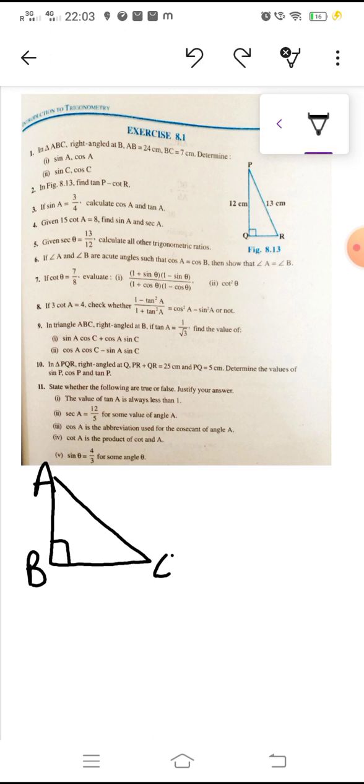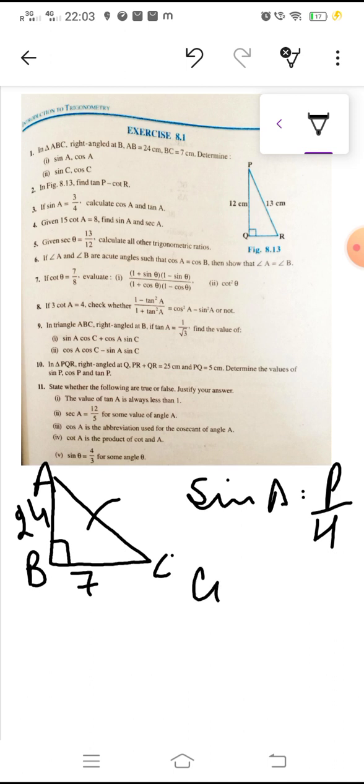Now AB is equal to 24, that means this side is 24. BC is 7, that means this side is 7. You have to determine sine A and cos A. For that, firstly you have to find out the value of AC. Now we know that sine A is equal to perpendicular upon hypotenuse, and cos A is equal to base upon hypotenuse. So firstly you will find out the value of hypotenuse.